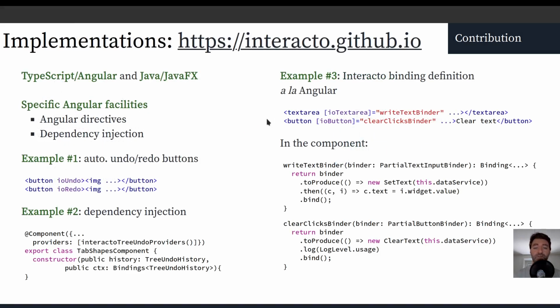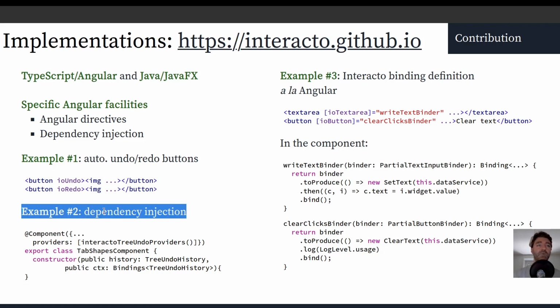We implemented Interacto in 2 languages, TypeScript with a binding to Angular, and in Java and JavaFX. The current focus is on TypeScript and Angular. These are several examples of Angular integration. For example, in the first example, we tagged a button with directive undo, so that Interacto manages automatically this button as the undo button. Same thing for the redo.